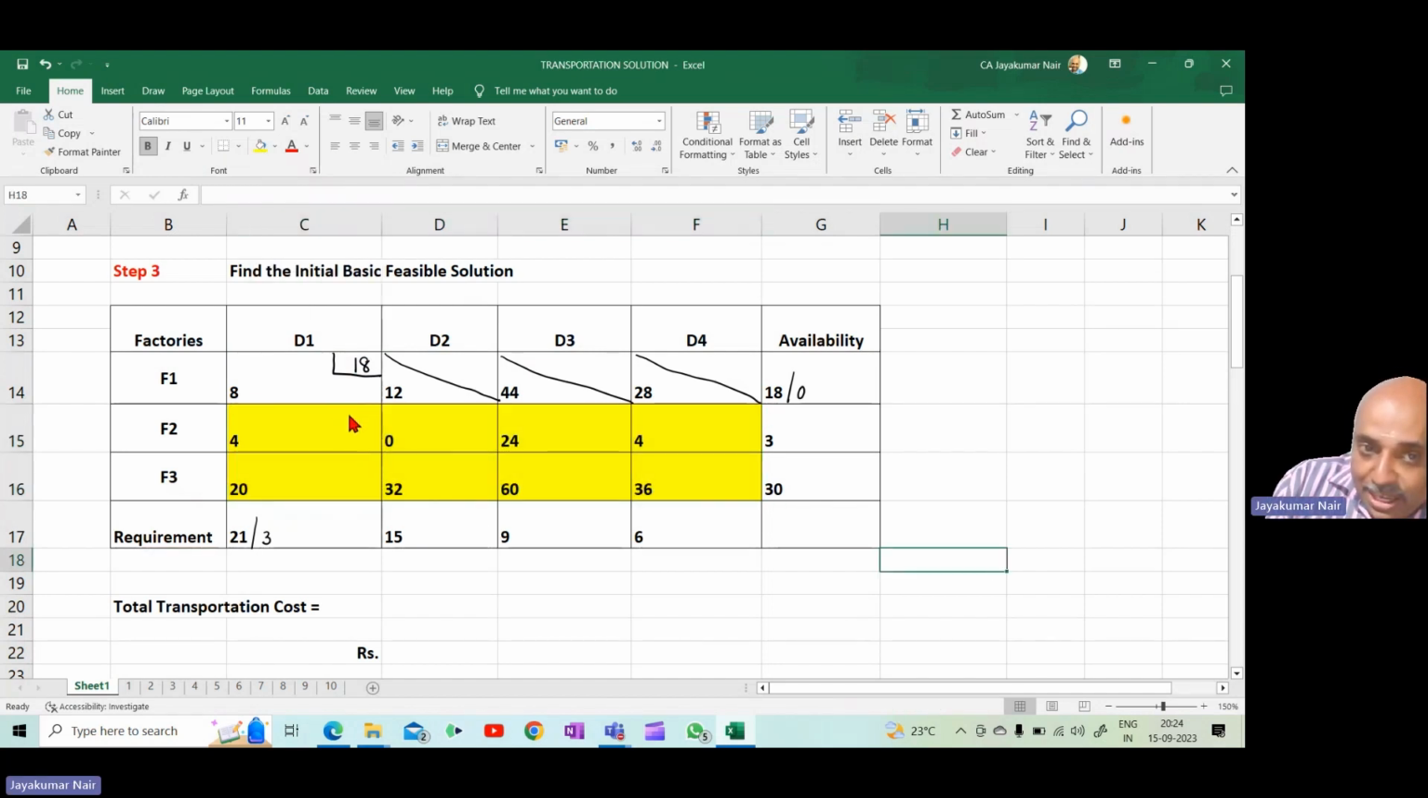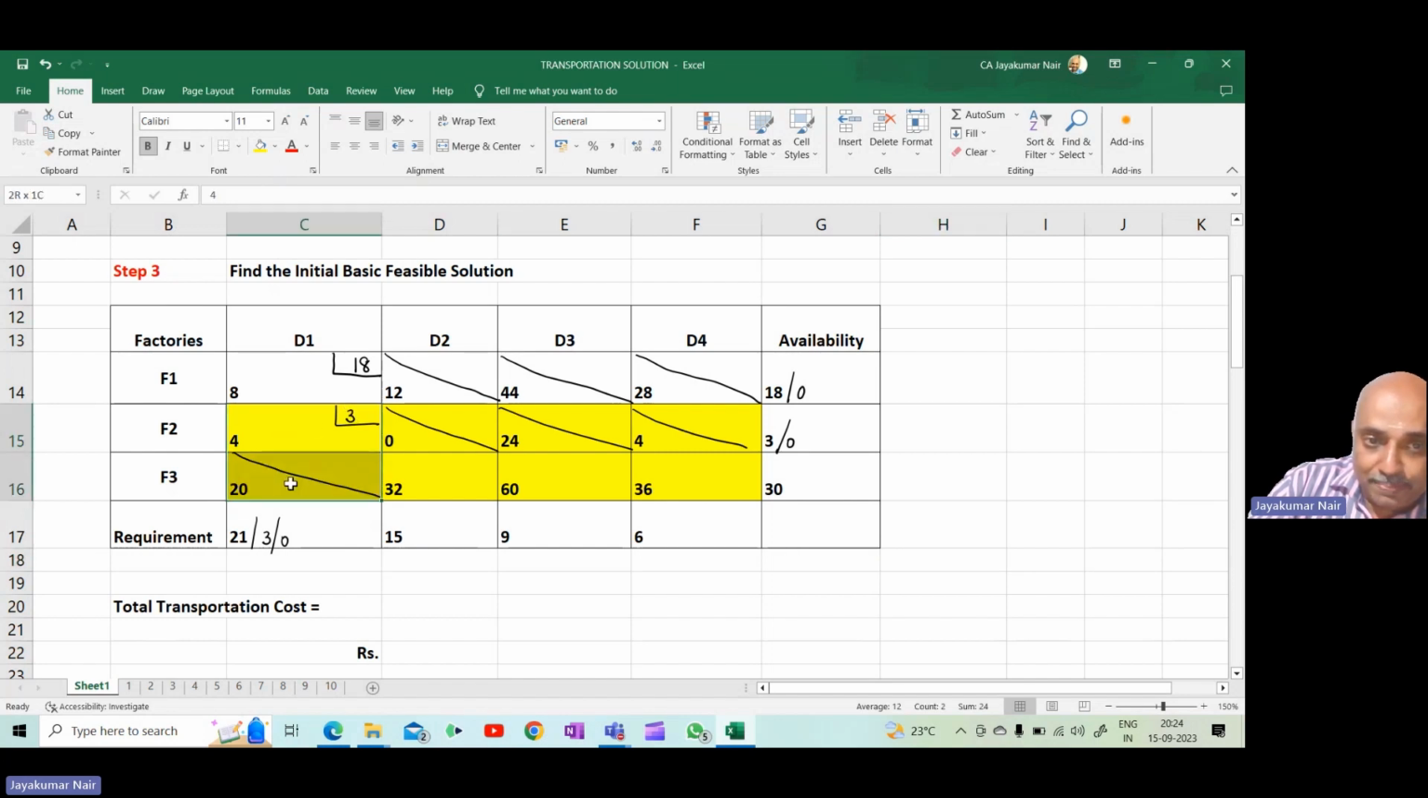Now coming to the next one. In this matrix, the topmost corner cell is this. So here you have to make the allocation. You know the availability is 3 and the requirement is also 3. Therefore, you will allocate 3. So here the availability will become 0 and the requirement also will become 0. Once it has become 0, you have to cancel this particular column. Here also the row has become 0, so you cancel out this particular row because no more transportation to any other destination is possible. Okay, moving on to the next one. The next one is what? This is your cost cell.